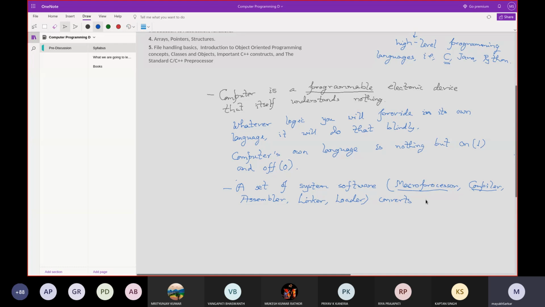A set of system software converts a program written in C to a sequence of zeros and ones that eventually a computer understands.